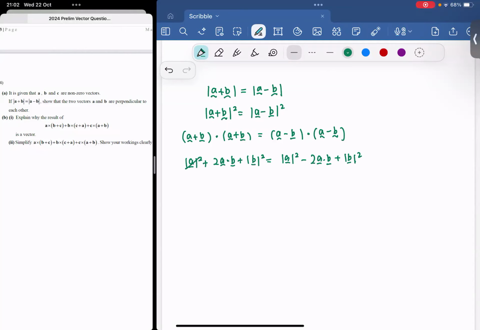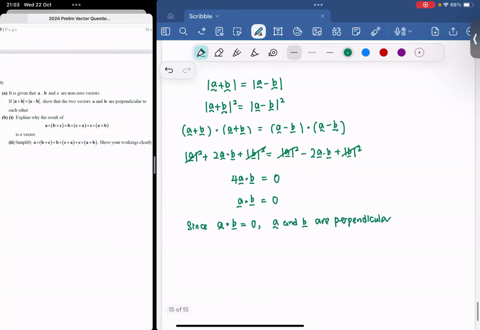Then you can see that this and this will cancel, subtract away each other. This and this will subtract each other. You bring everything over to one side and you just divide by 4. Okay, since A dot B equals 0, A and B are perpendicular. This is pretty easy and straightforward.